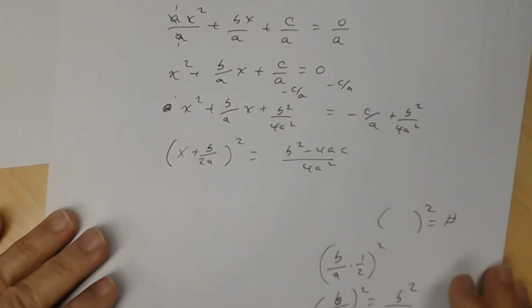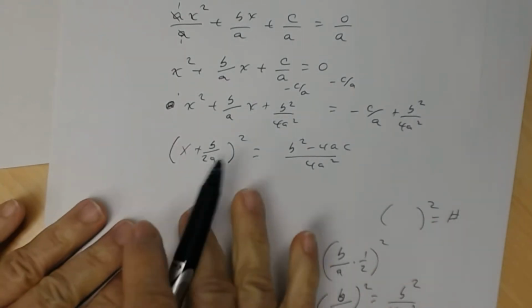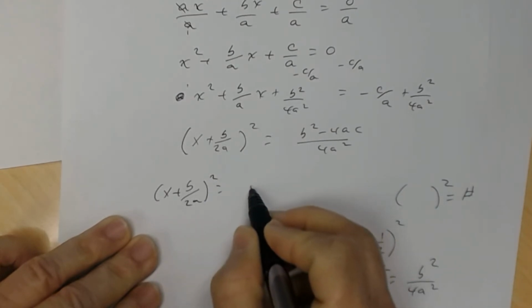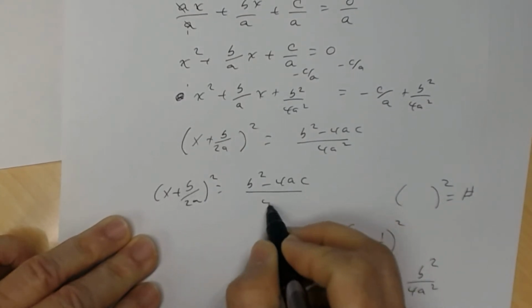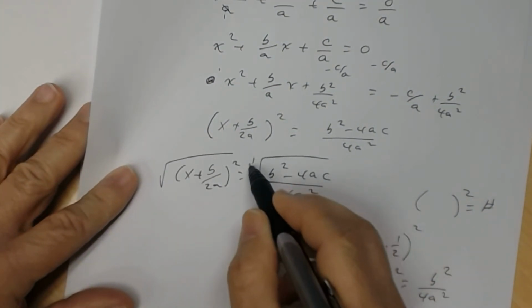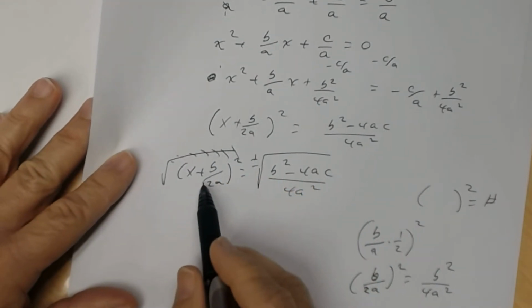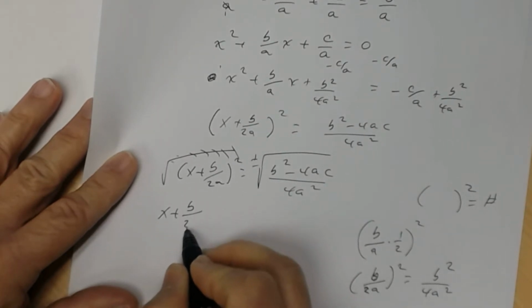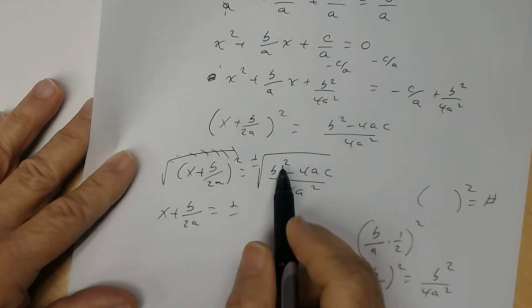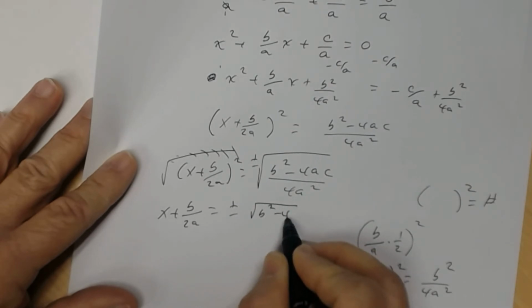Now I have that expression squared equal to a number, so I can use the square root property. I'm going to rewrite this side: x plus b divided by 2a, squared, equals b squared minus 4ac all over 4a squared. I'm going to take the square root of both sides, plus or minus though. The square and the square root undo each other, so you have the expression x plus b divided by 2a equal to plus or minus. Now I'm going to write this as the square root of the numerator and then the square root of the denominator. So the square root of the numerator is the square root of b squared minus 4ac.